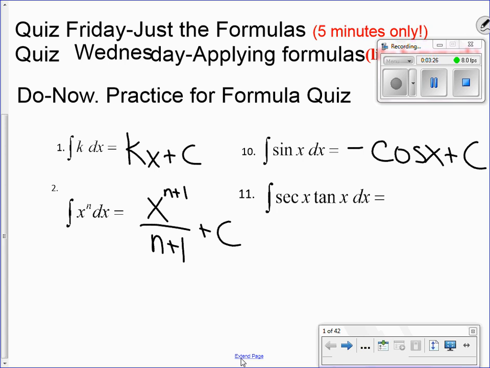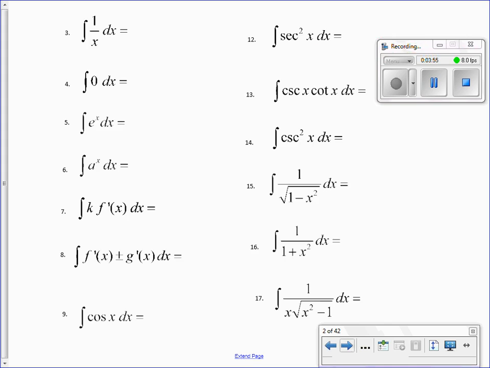What about number 11 here? The antiderivative of secant x tan x. Secant x plus c. Because if you take the derivative of secant of x plus any constant, you get secant x tan x. Anyone 4 for 4? I won't keep asking. I'm just wondering. It's pretty good. But this way you'll know what you have to study tonight and really go over.